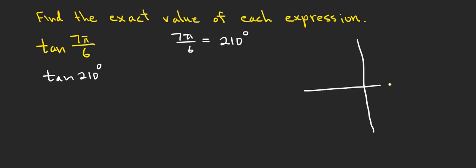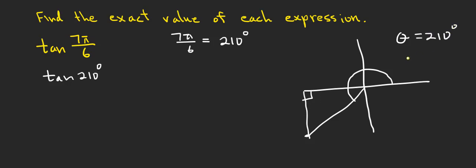So let's draw an angle of 210 degrees. Your terminal side will be in the third quadrant. Let's draw a right triangle, with a point right here. If theta is 210 degrees, what is going to be our reference angle? The reference angle is going to be 30, or pi over 6, because it's 210 minus 180, which is 30. So our reference angle is 30. That means this angle has to be 60, so this triangle is a 30, 60, 90.